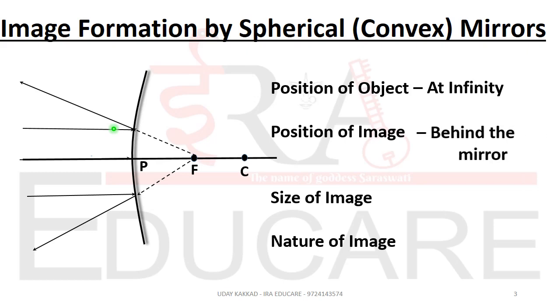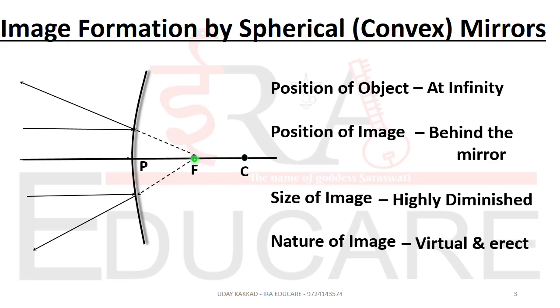So now, what is the position of the object? At infinity. The position of the image is behind the mirror. So you form the image here, where your two rays appear to meet. So it is the focus point. The size of the image is highly diminished, very small, and it is behind the mirror, so that's why it is virtual and erect. It is above the principal axis, and it is virtual because it is behind the mirror. Remember these things: all the images formed by a convex mirror are always virtual.